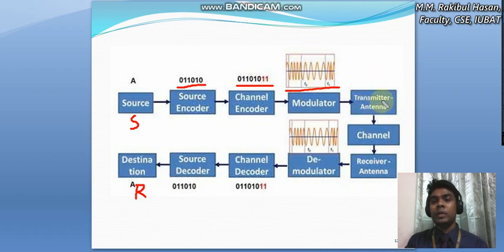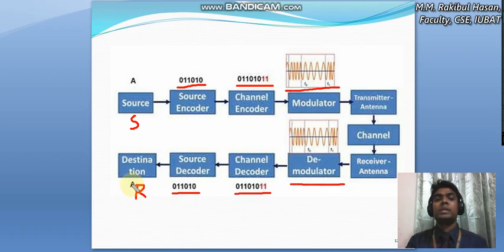Then by using the transmitter antenna, I would like to transmit it through the communication channel. This is the communication channel, and my receiver antenna will receive that analog signal. By using this demodulator, I can convert analog signal to digital signal. Here it will check the authenticity, the accuracy of this signal. Then this is the value sent by the source, and it will give the same value to the destination, that means the receiver. So in this way it will work.